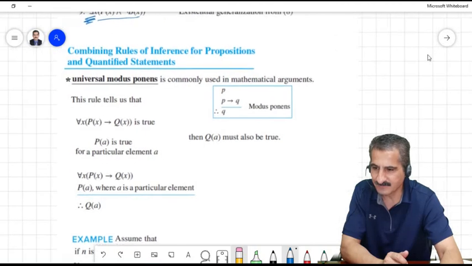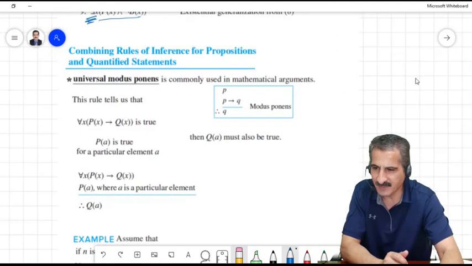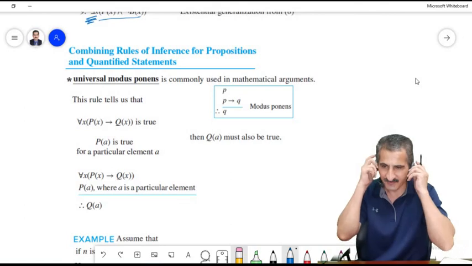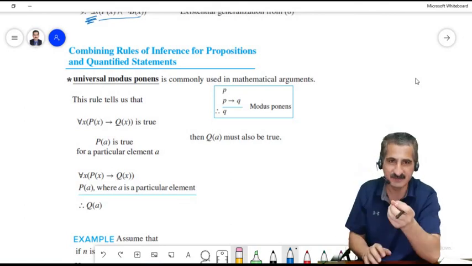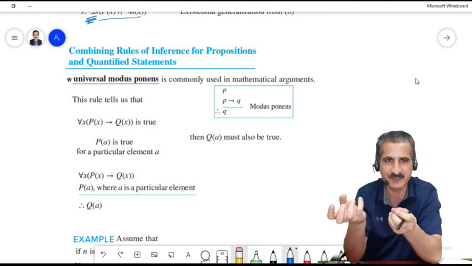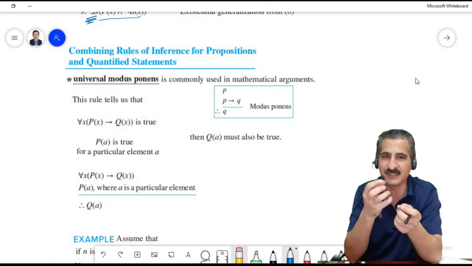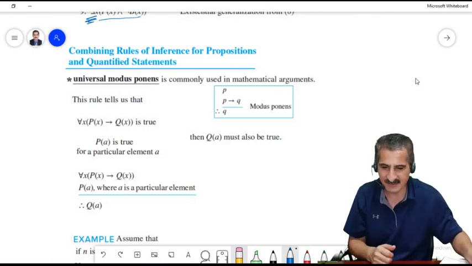Okay, good. The last thing is combining rules of inference for propositions. This was the first part of the lecture. And quantifying the statement, this was the second part of the lecture.